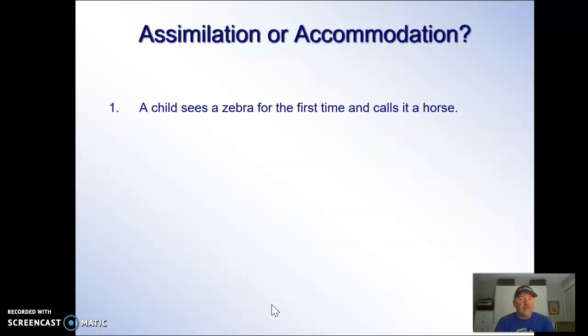Now in class, we're going to go over assimilation and accommodation. We're not going to go over it now. Take it away, Mr. Davis.